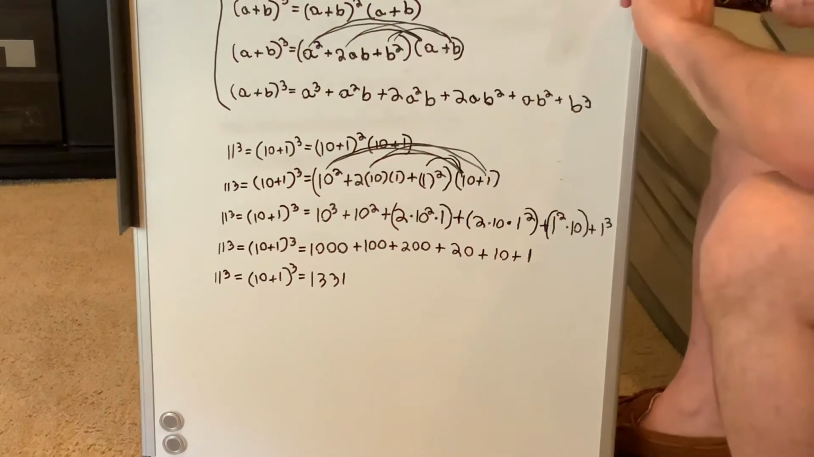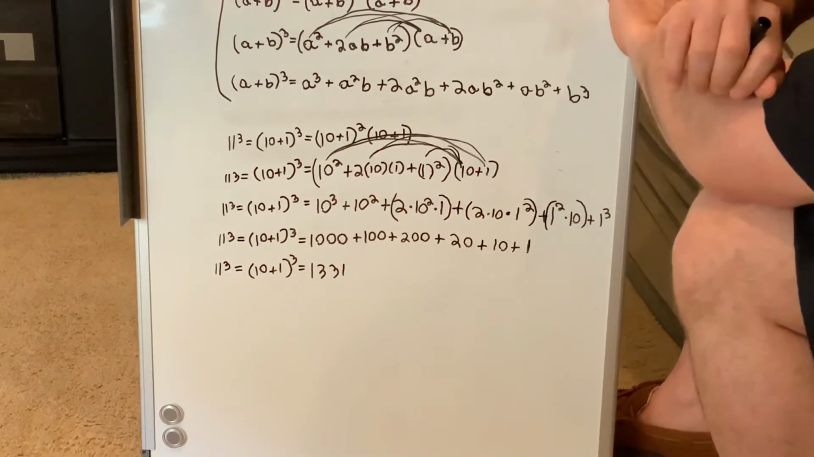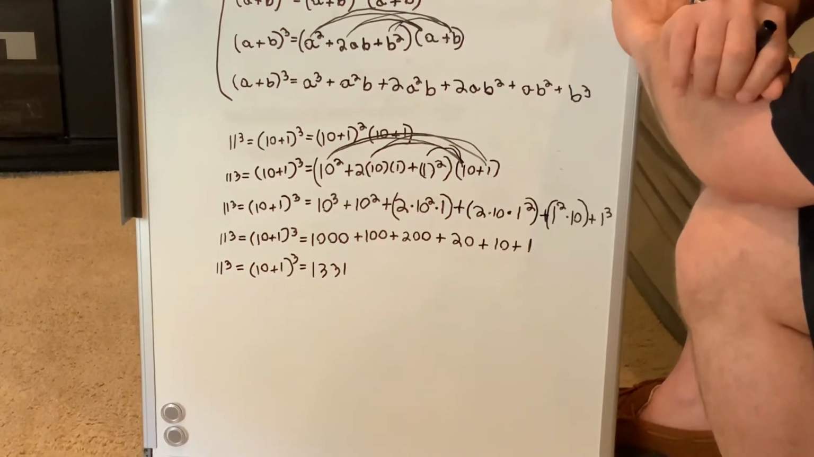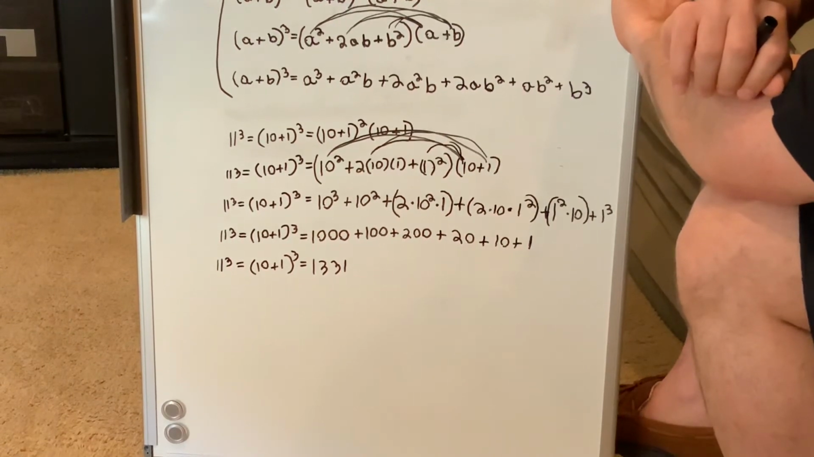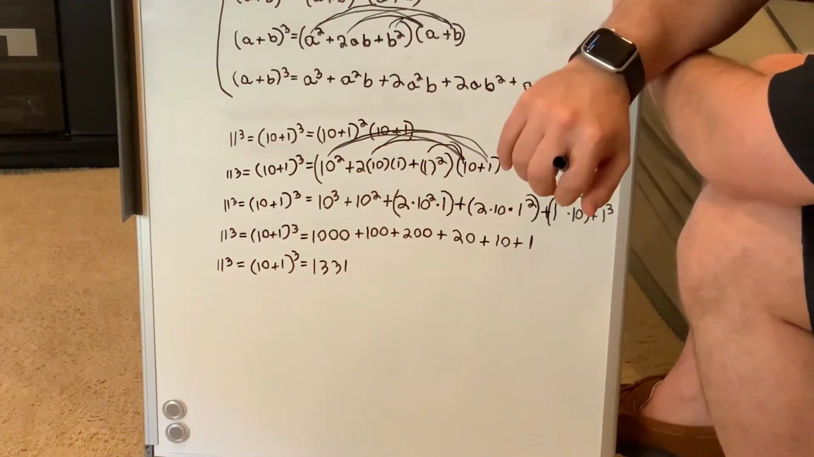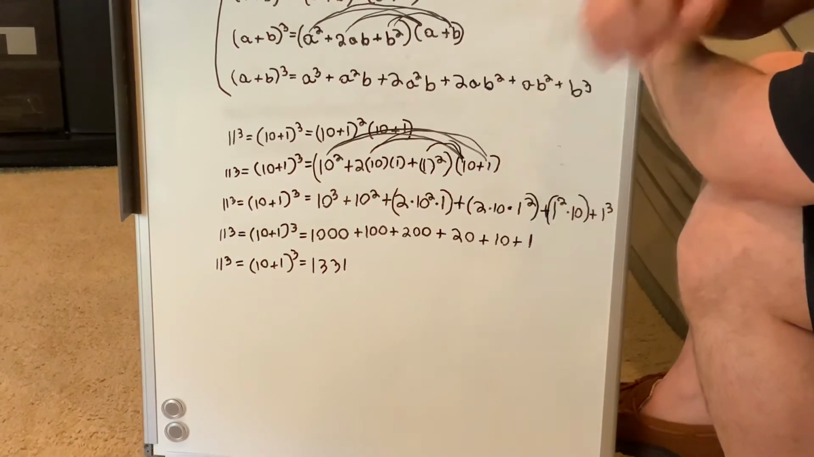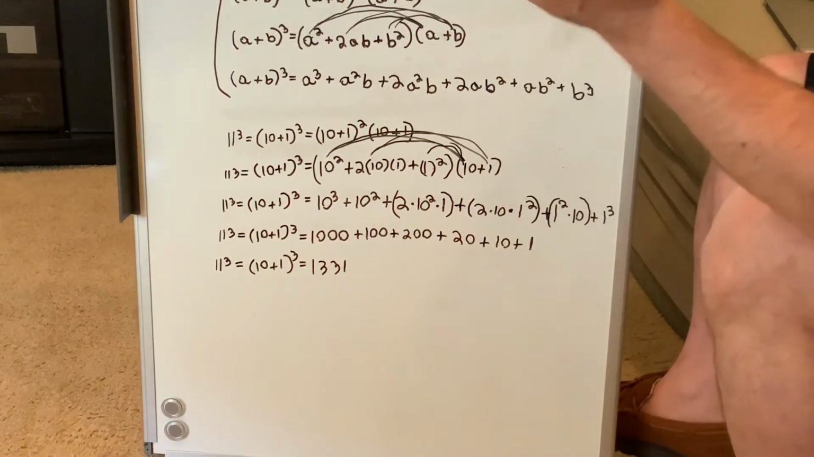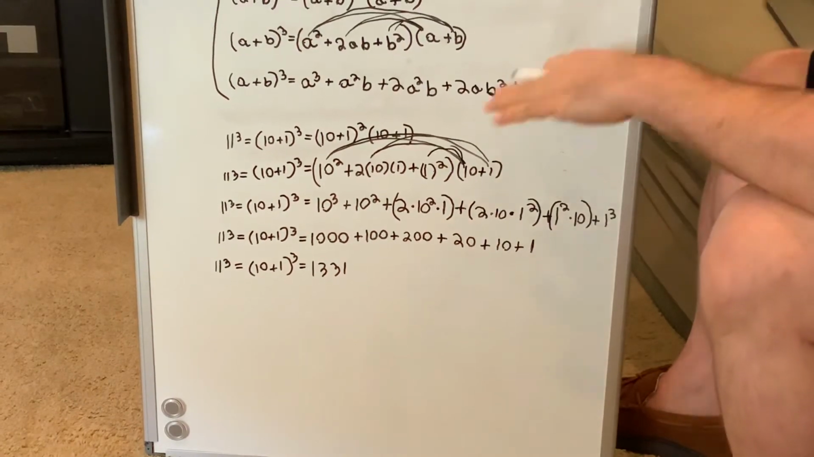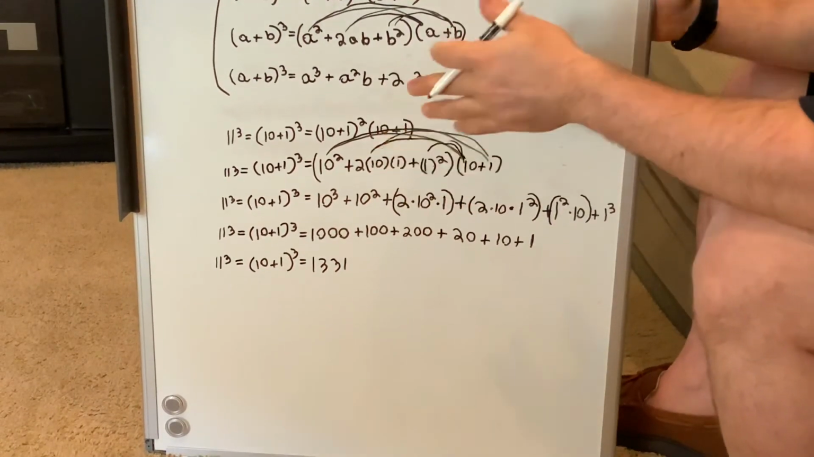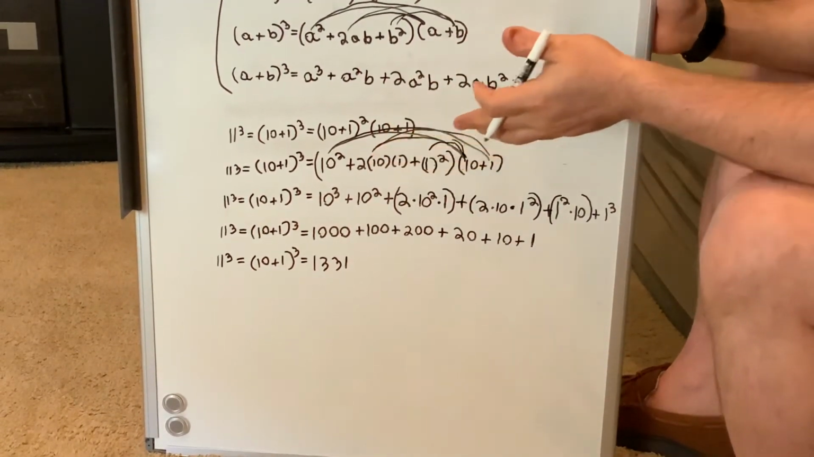Okay, now let's check and see if we're right. Hey Siri, what is 11 cubed? 11 raised to the third power is 1,331. And there we go.